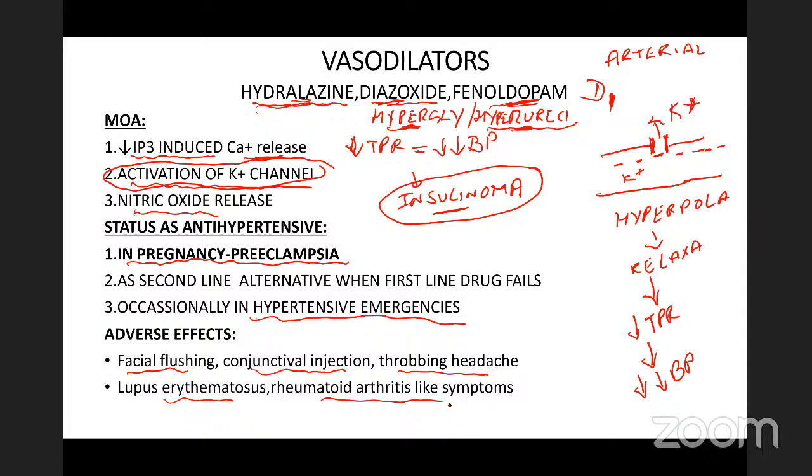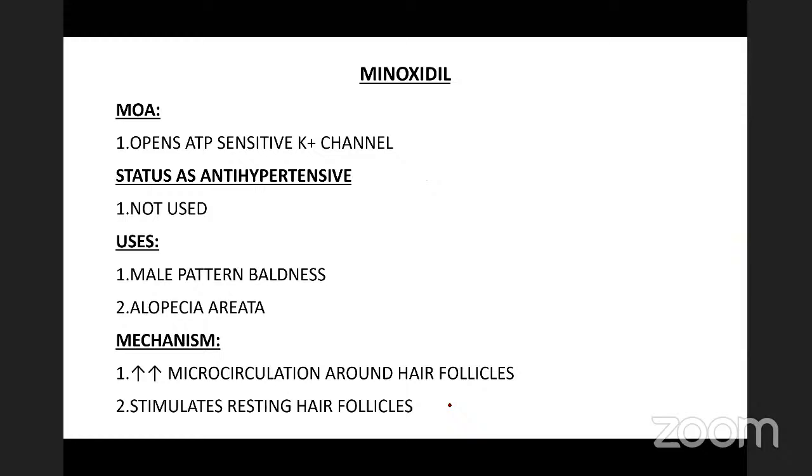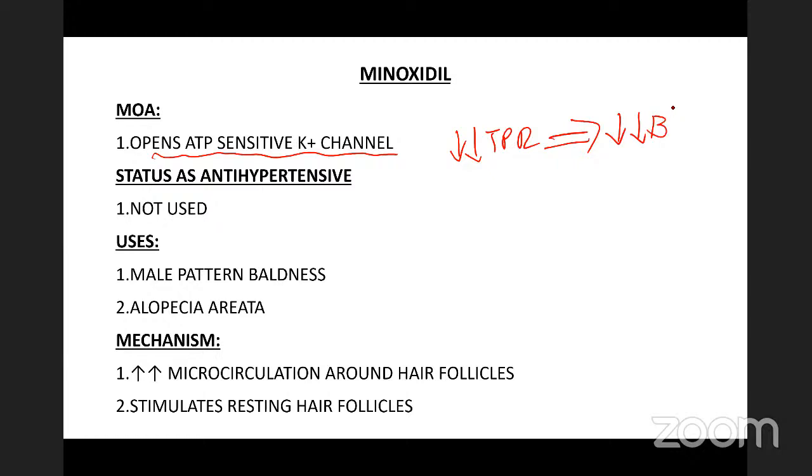Minoxidil. Minoxidil is one of the most potent vasodilator drugs. Okay, it is used as an antihypertensive. The mechanism of action is that it opens the ATP sensitive potassium channel. We know whenever the potassium channel opens, there will be hyperpolarization of the vascular smooth muscles, which leads to relaxation, which reduces the total peripheral resistance, leads to decreased BP. That is the antihypertensive mechanism of minoxidil.